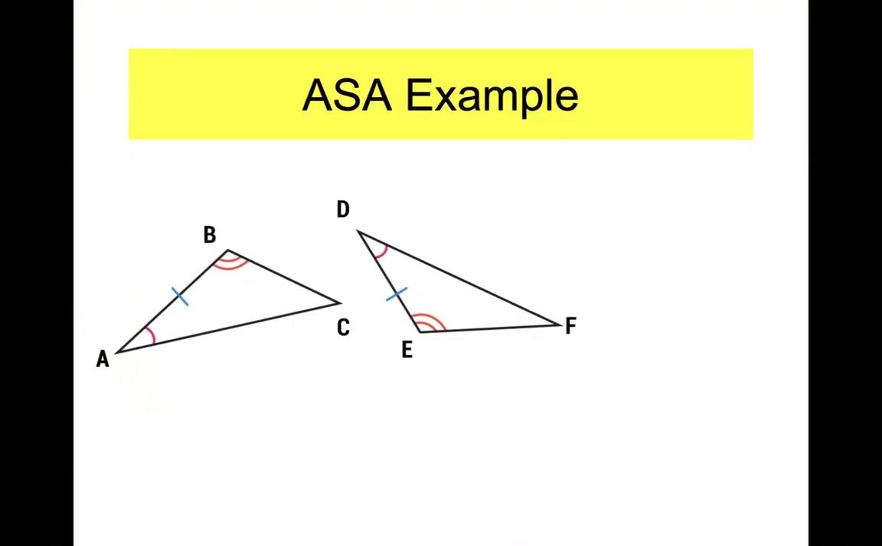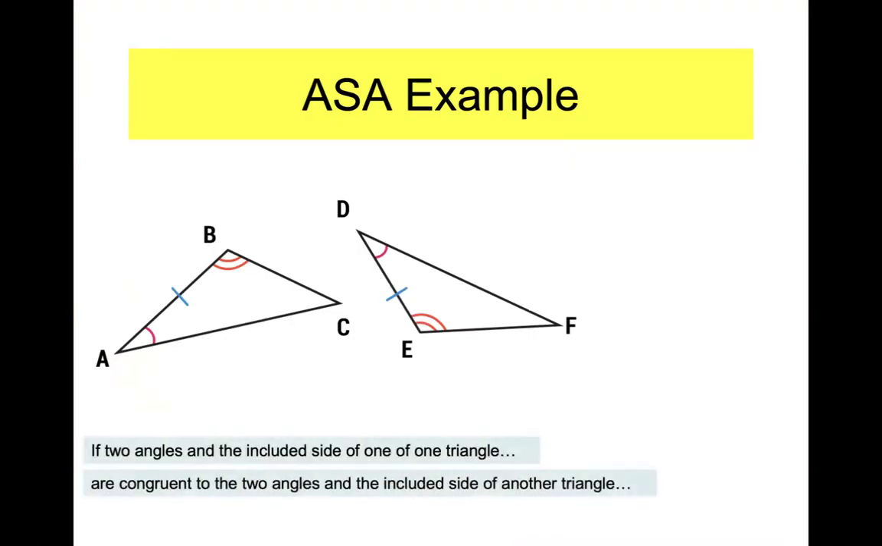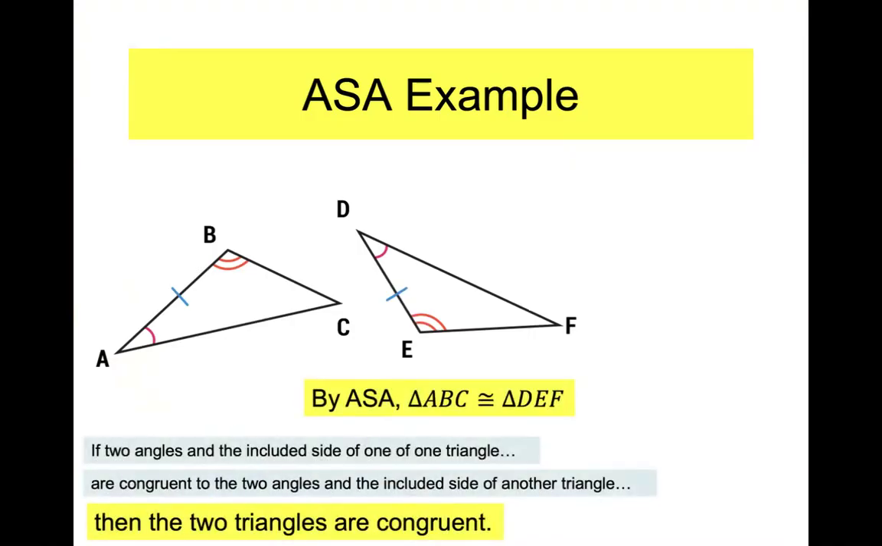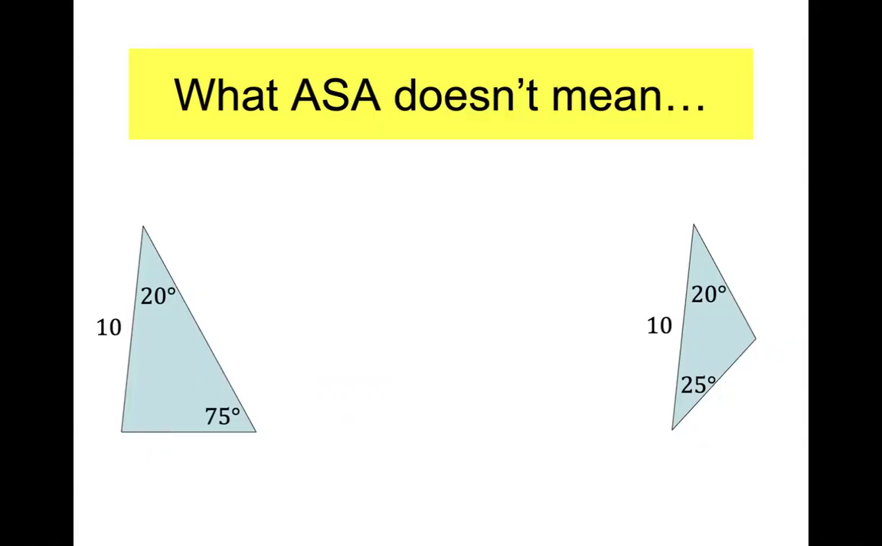All right, here's your ASA example. I look at the left triangle. I have two angles and the included side, right? So the left one is ASA. And if I look at the right one, that's two angles and the included side. So therefore, by ASA, the two triangles are congruent. How about this one? Let's see. Look at the one on the right. The one on the right, I have two angles, A, and I have the side in between them, right? That one's an ASA. On this one right here, I have two angles, and that's the worst angle ever.